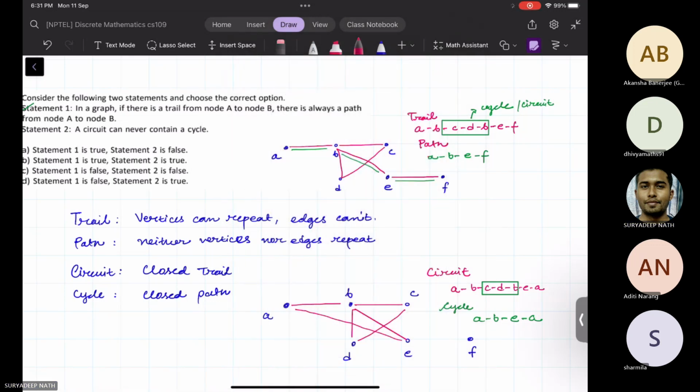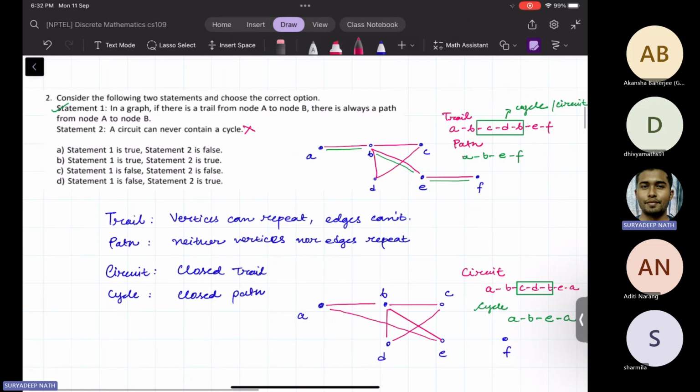So the right answer is statement 1 is true and statement 2 is false.